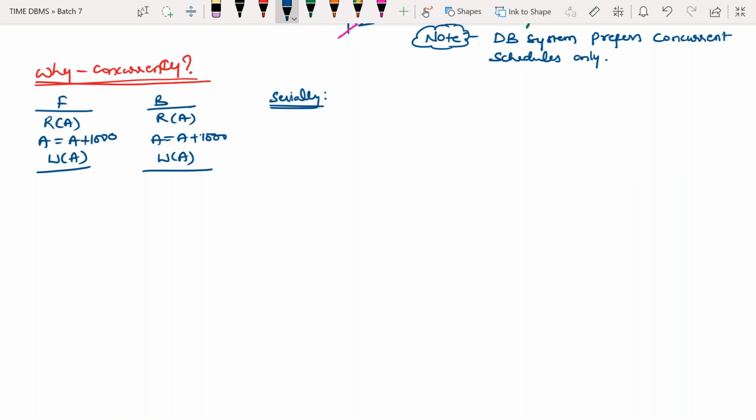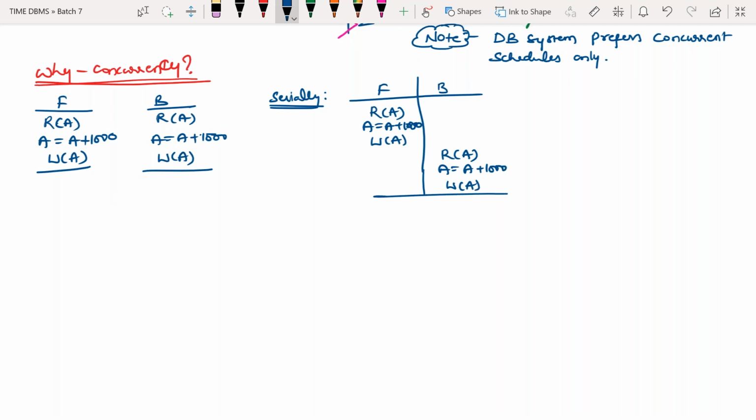Serial execution. Serial execution means first either F then B, or first B then F. First F: assume read A, A plus 1000, and write A. Then next B: read A, same operations, A plus 1000, write A. Now suppose these two operations are executing simultaneously.